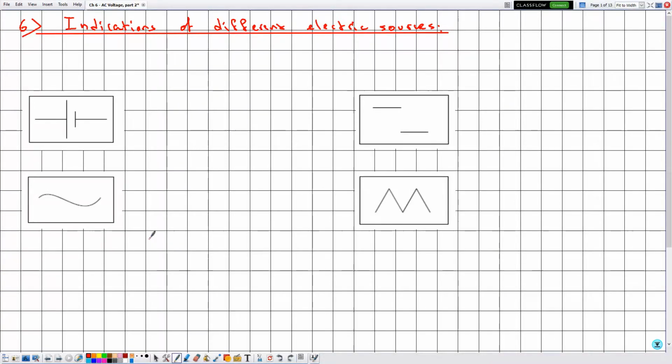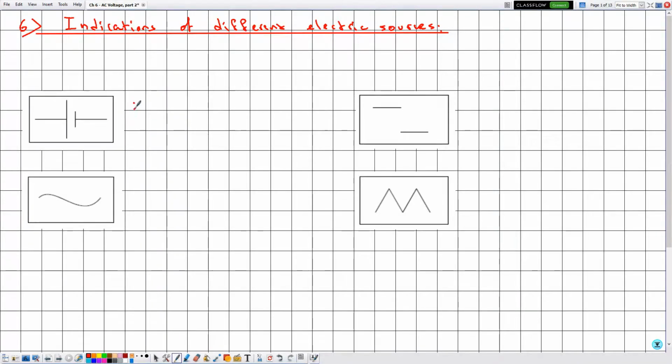And here let me start by this document. So in this document we have the following indication, and we know that this indication corresponds to, let me say, the indication of a DC voltage source.